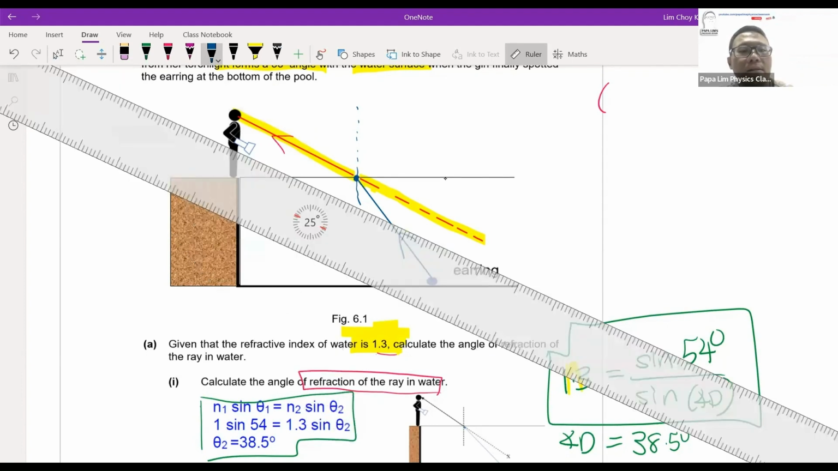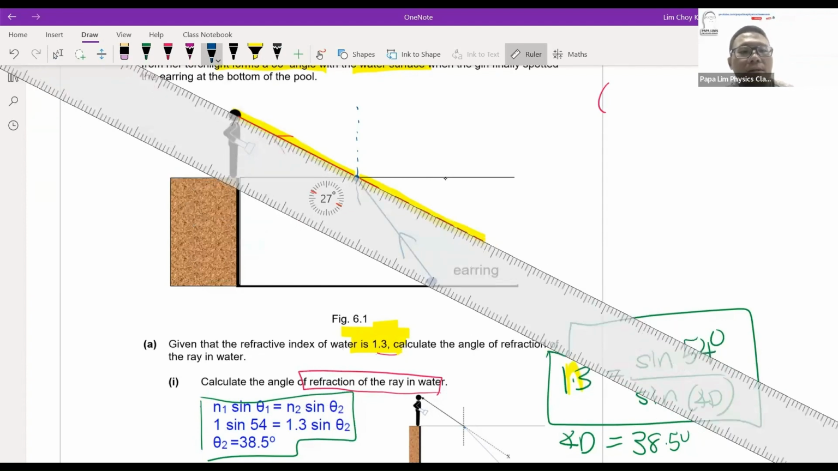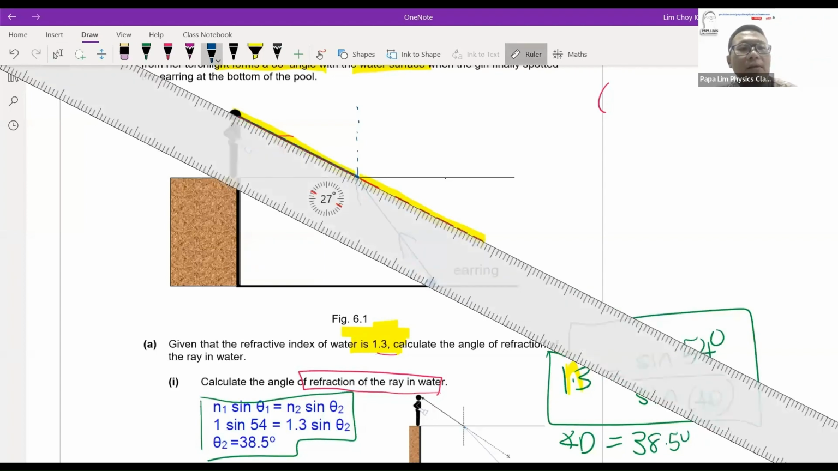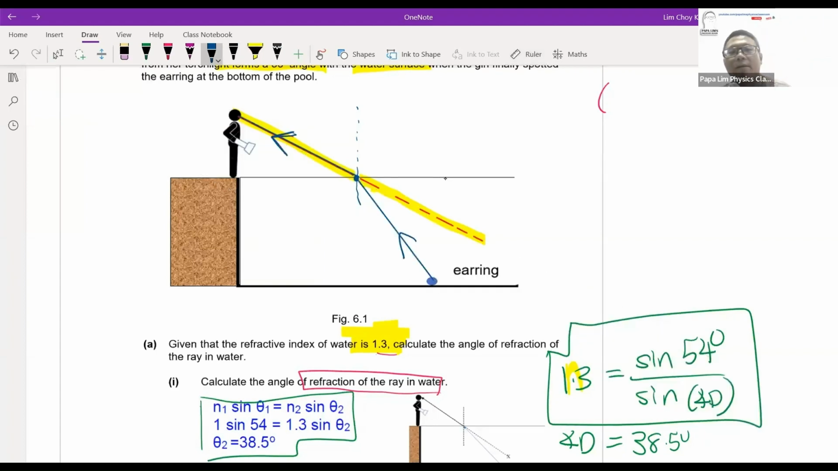Okay, so this is the light ray that we are looking at. So the blue color is the actual light ray that we see from the object, but your brain will actually extrapolate. It will think that it's coming from a straight line. So it will have this dotted line here. Okay, and how do we know where the image is? You will find that the image will always be directly above the object itself. So this area here would be the image of the earring.